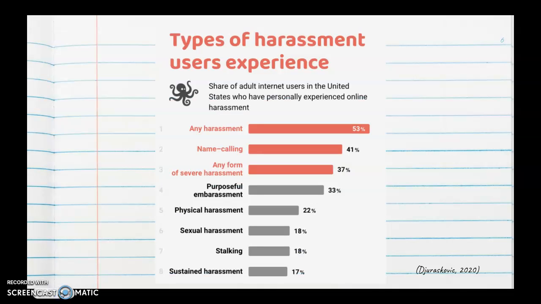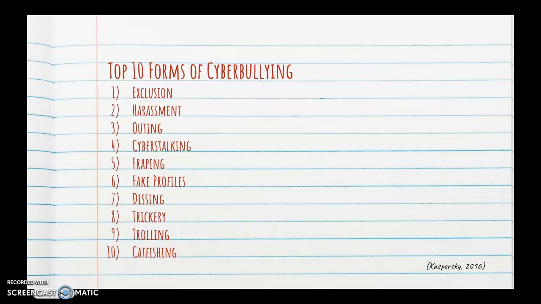I am showing you here another graphic showing you the statistics of the types of harassment that users experience. 53% say any harassment, and then the next one under that is 41% say that their harassment is coming from name calling. So the top 10 forms of cyberbullying. Number 1 is exclusion, and that is when students or groups of students are excluded from online activities such as conversations. And sometimes the kids who don't have the latest phone are also more prone to that exclusion.